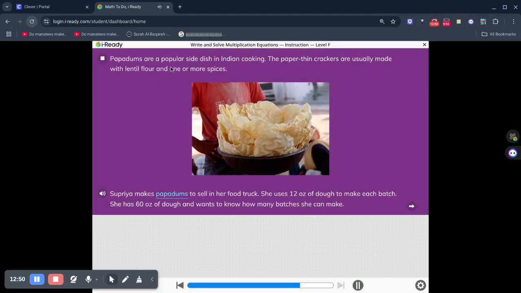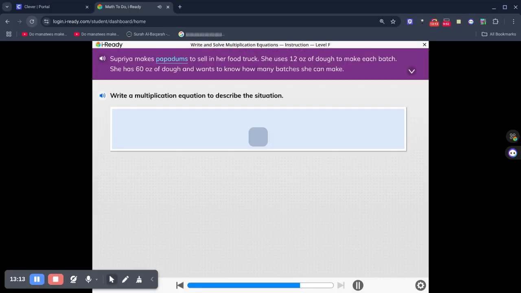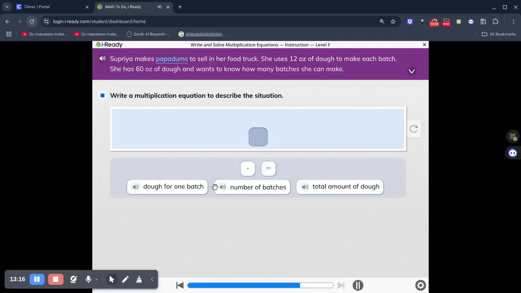Papadums are a popular side dish in Indian cooking. The paper-thin crackers are usually made with lentil flour and one or more spices. Supriya makes papadums to sell in her food truck. She uses 12 ounces of dough to make each batch. She has 60 ounces of dough and wants to know how many batches she can make. Write a multiplication equation to describe the situation.